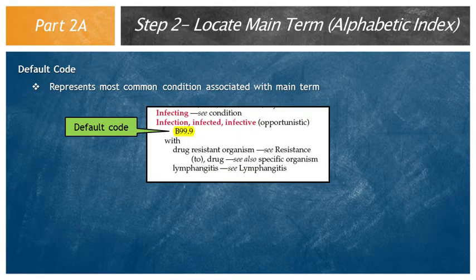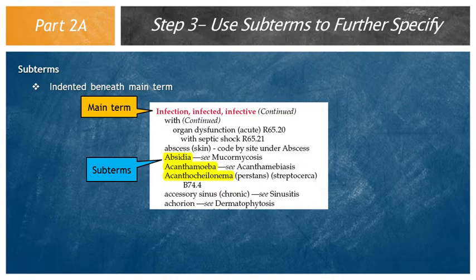The code to the right of the main term is the default code, which represents the most common condition associated with the main term. In this case study, the condition is specified as an upper respiratory infection, so we will ignore the default code for now. Once you find the main term, step 3 is to use the subterms to further specify the condition. Subterms are identified beneath the main term.